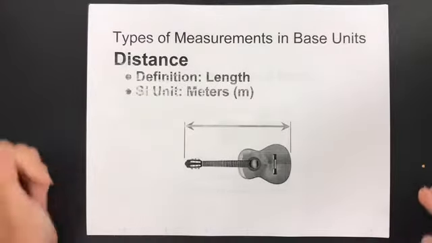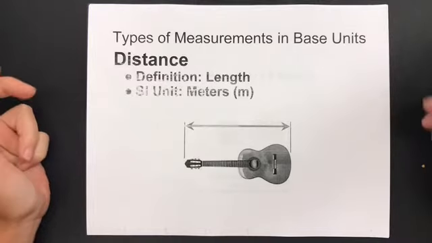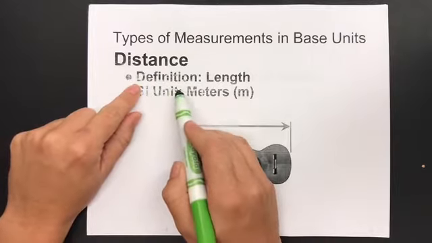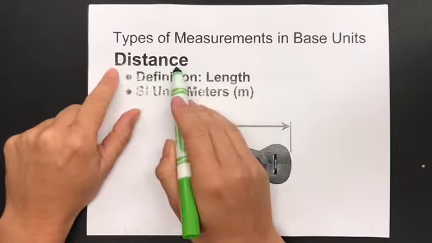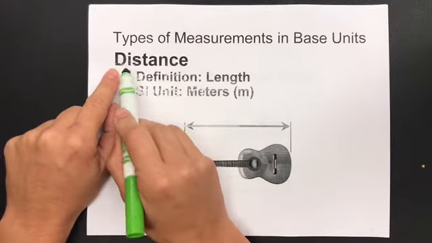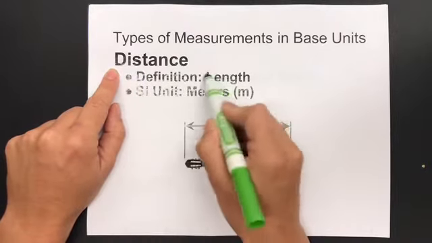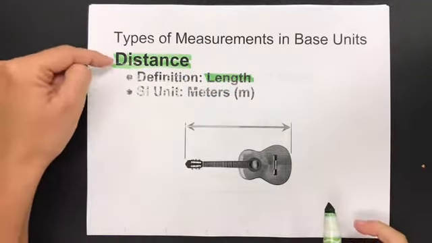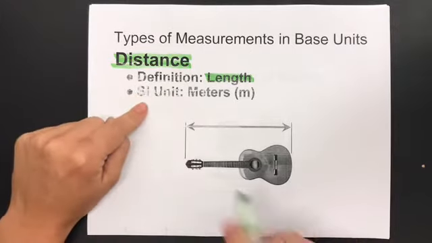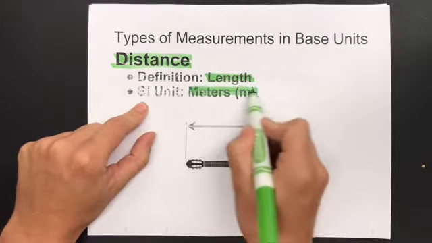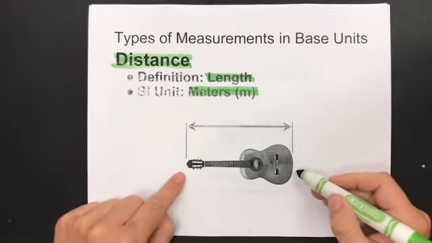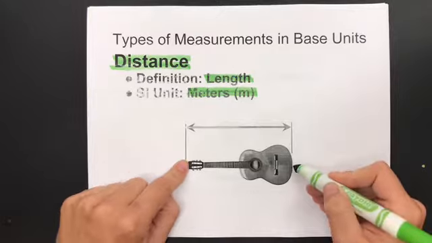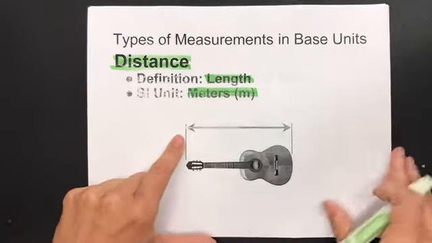Now, the next few slides we're going to talk about some different types of measurements. So for instance, if you were measuring distance, you first need to know the definition of that. Distance is an easy one, so we're going to start off easy here. When I tell you to go find the distance of something, you're going to find its length. For the next few slides, you need to put the type of measurement, the definition of it, and then its SI unit. The SI unit for distance is meters. So if I were to measure the length of this guitar, that means I'm actually finding from the starting point to the ending point of it, and this would be measured in meters.